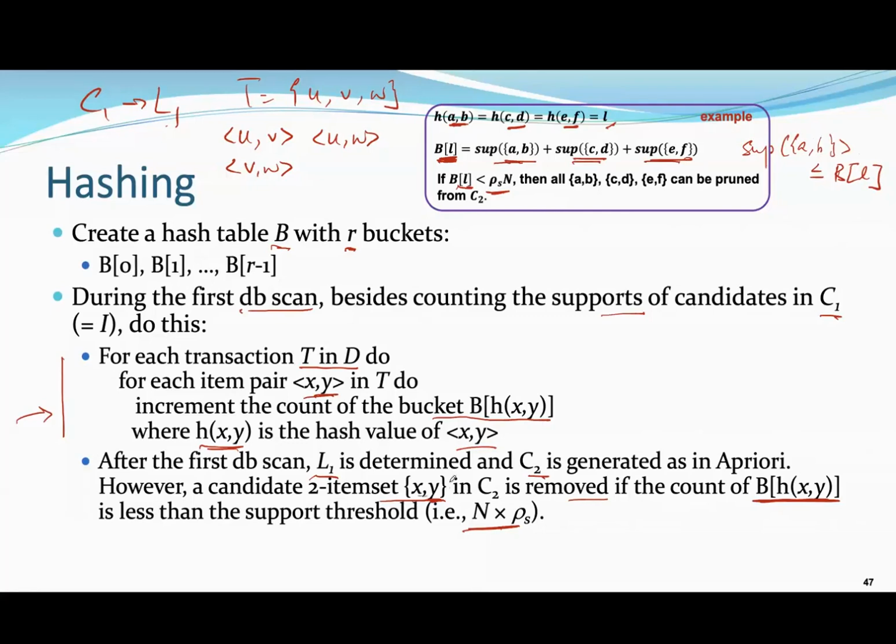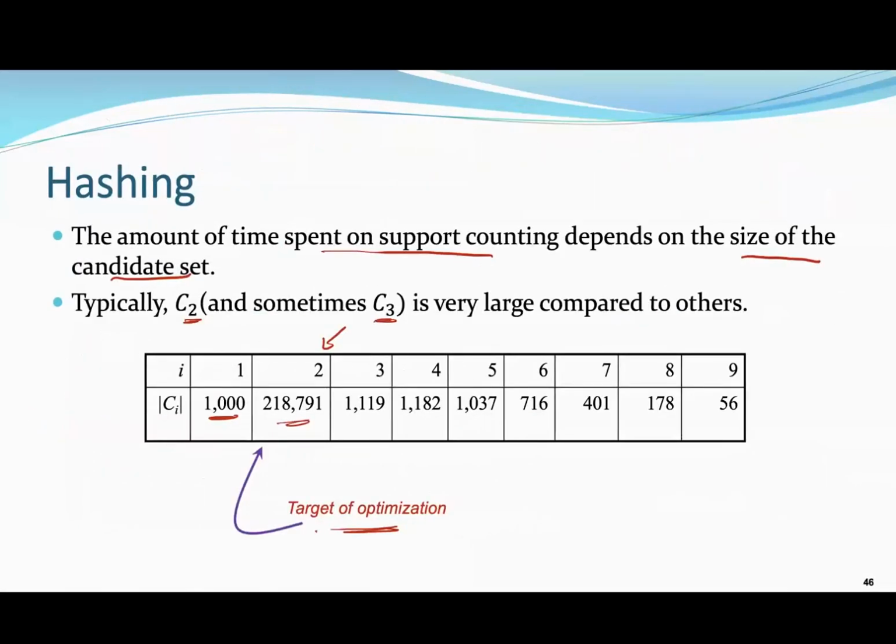Again, given an XY in C2, before we start counting in the second iteration, we try to see whether we can remove it by checking whether this bucket count is less than the support requirement. If so, XY can be safely removed without doing any counting. So hopefully, before we count the support of these hundreds of thousands of item sets, we can significantly reduce this number, so that the second iteration will be less costly. In practice, people found that this approach is very effective. So this is another method for speeding up apriori.